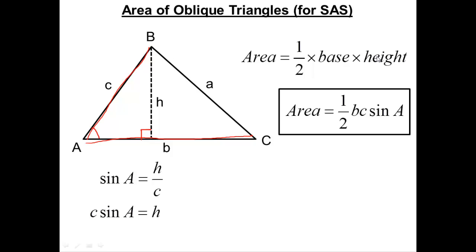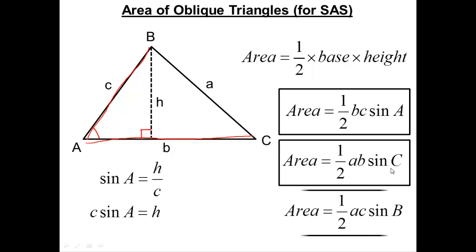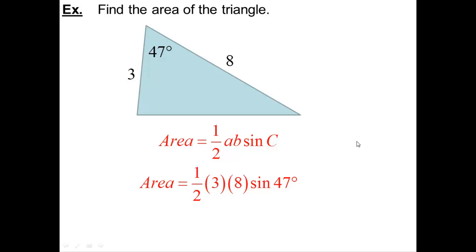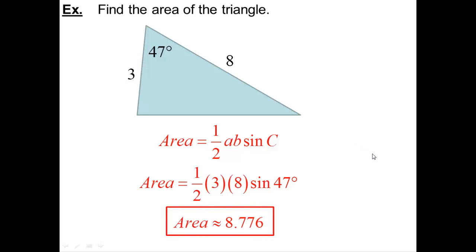And I said it was any two random sides. It didn't matter which two sides as long as this angle was between those two sides. So I could also write it as 1/2 AB sine C or 1/2 AC sine B. As long as you have two sides in the angle between, multiply them, multiply it times the sine of the angle, and cut it in half. For example, 47-degree angle surrounded by a side of length 3 and 8. So I know my area formula is 1/2 AB sine C. So I can just plug and chug. Two sides are 3 and 8, angle is 47, punch it in the calculator, you have your answer.